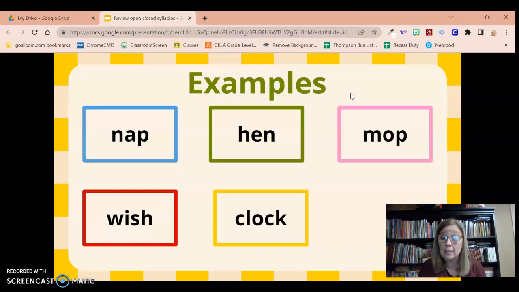Here we have clock. CK is making the sound k, and it closes in that vowel, making it say ah. And here we have nut. And the T is closing in the vowel, making it say uh.